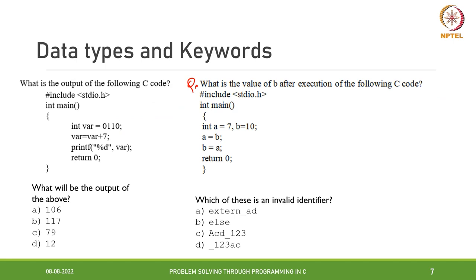Okay, so let's look at this question. If we have two integers, a which is 7 and b which is 10, and then we do some assignment operations, what will be the value of b after the execution of this following code? I think it's fairly straightforward. Try to answer this.